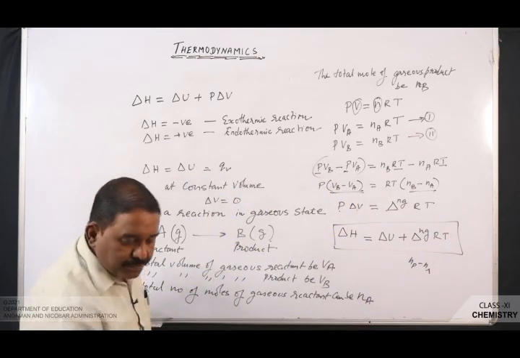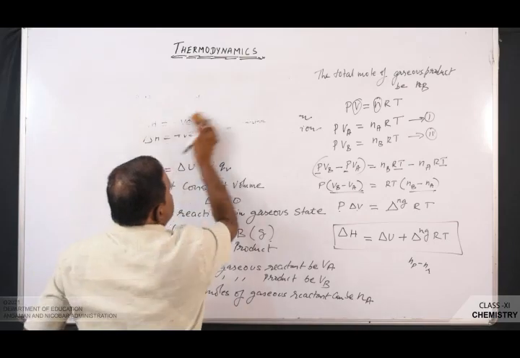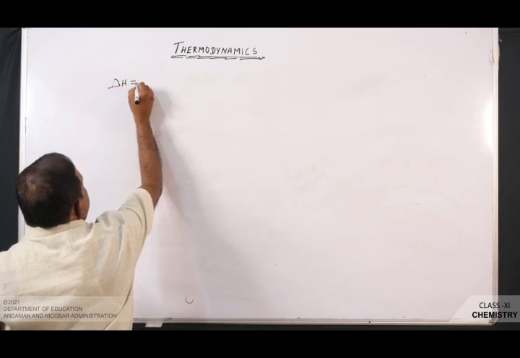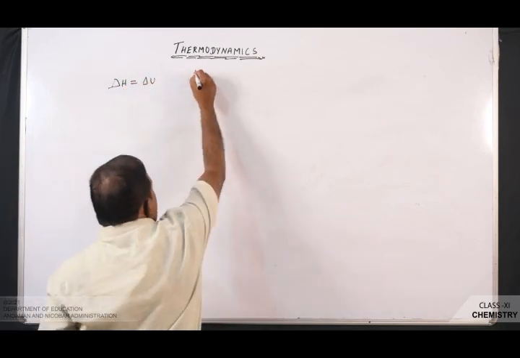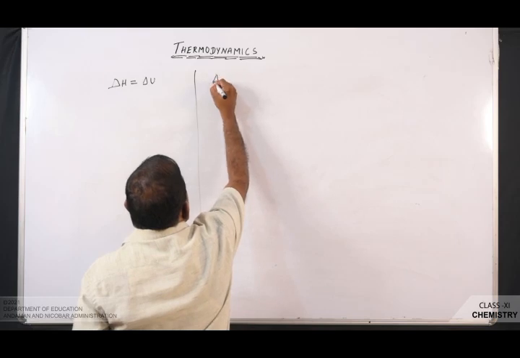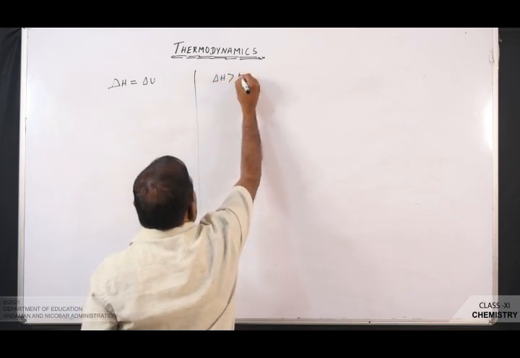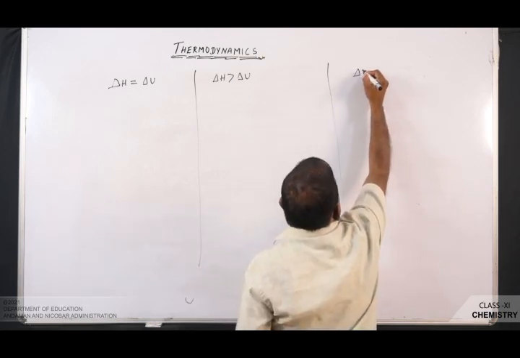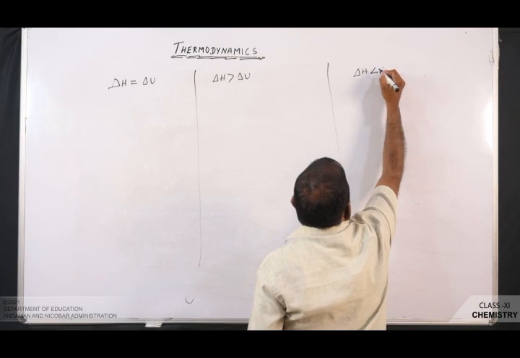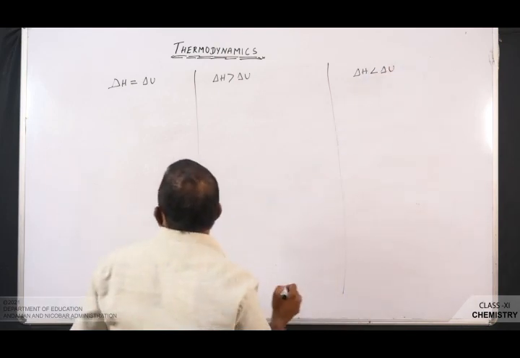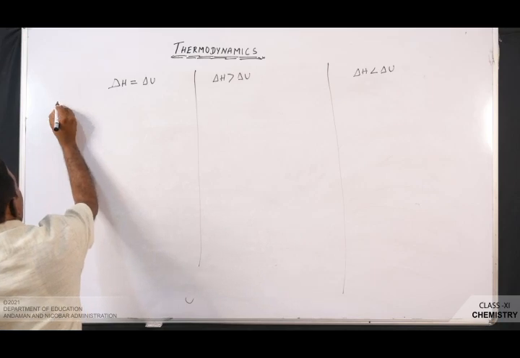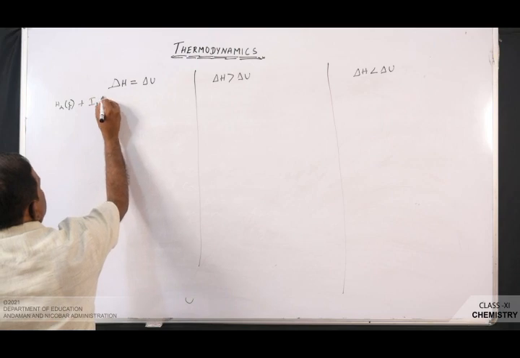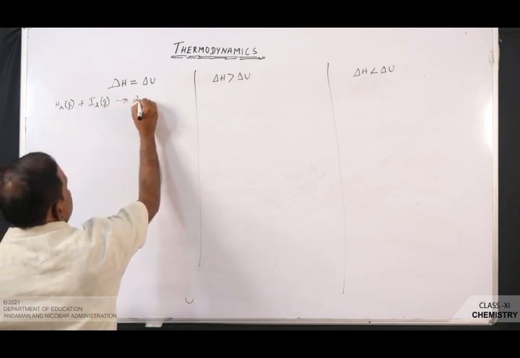Okay, students. Now here three cases arise. Delta H is equal to delta U, delta H is greater than delta U, and delta H is less than delta U. For the first case, suppose a reaction, that is H2 gas plus I2 gas gives twice HI.